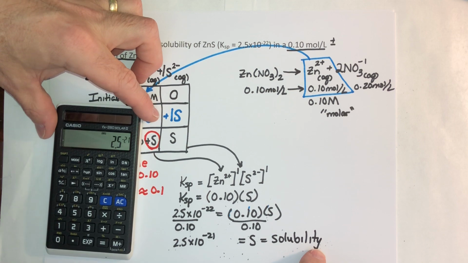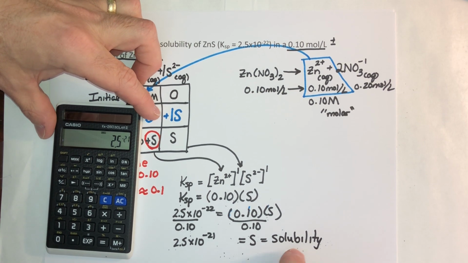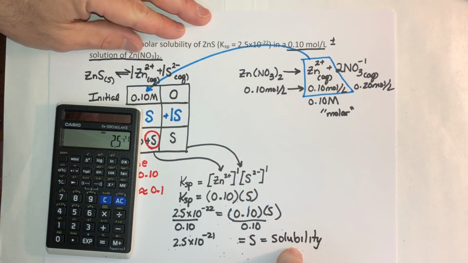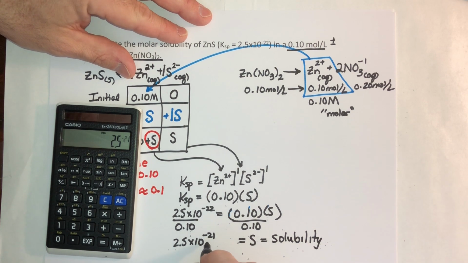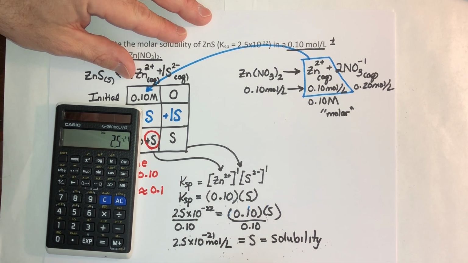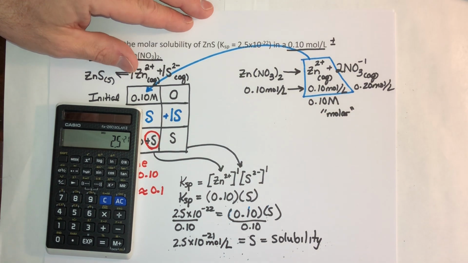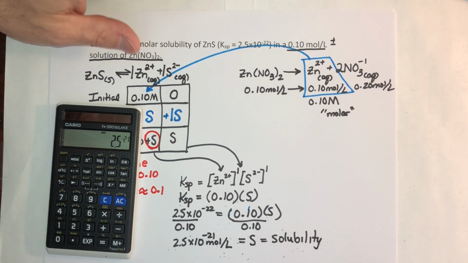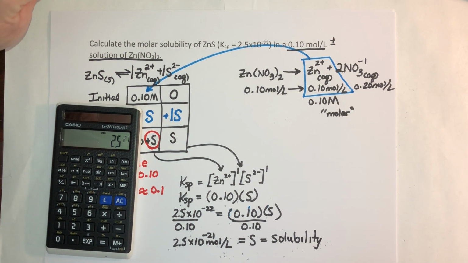This is the molar solubility that you're looking for. And because it's a solubility, you have to give me the right units. The units for solubility would be moles per liter, or just molar. That'll work as well. Now at this point, we should probably reevaluate our assumption.